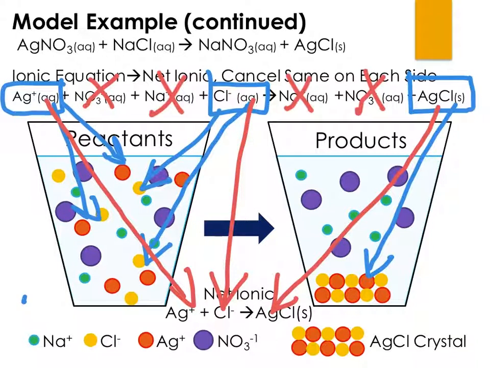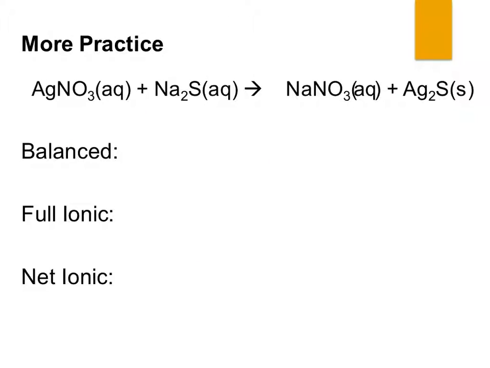You can see it visually, and you can use your cancel technique to also get the same equation. All right, so let's do another one for practice, except this time we're not going to use a visual model. We're just going to do it the cancel way, like I showed you at the end of the last slide. All right, so here we go.